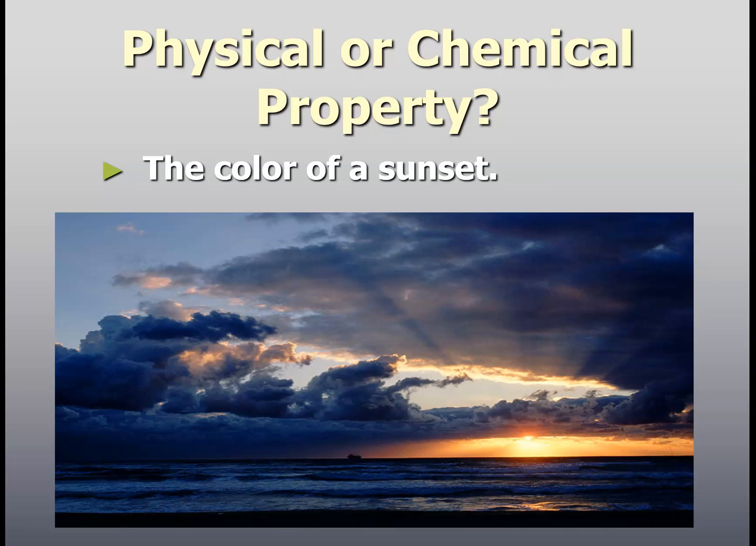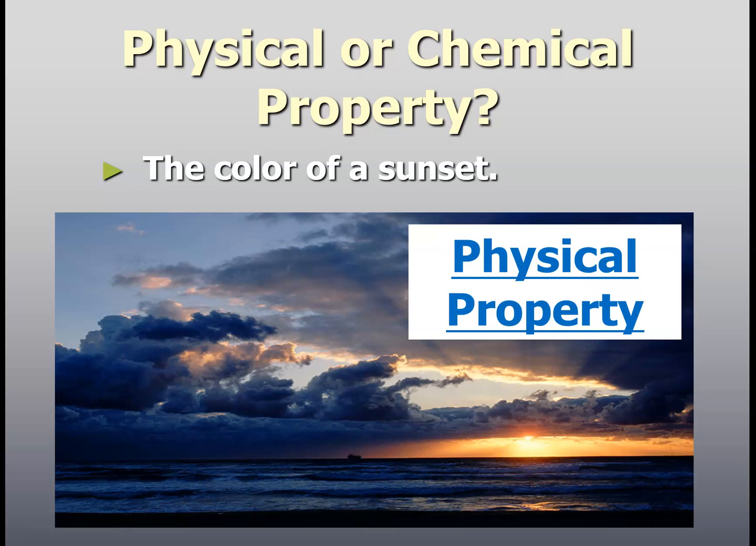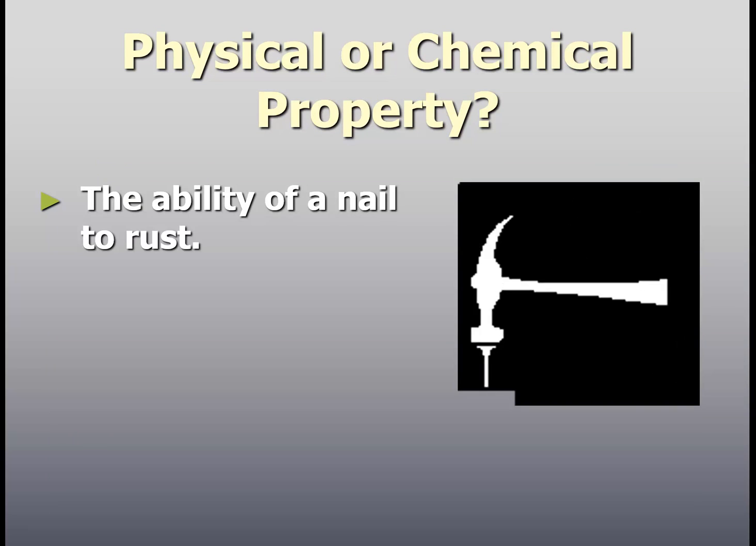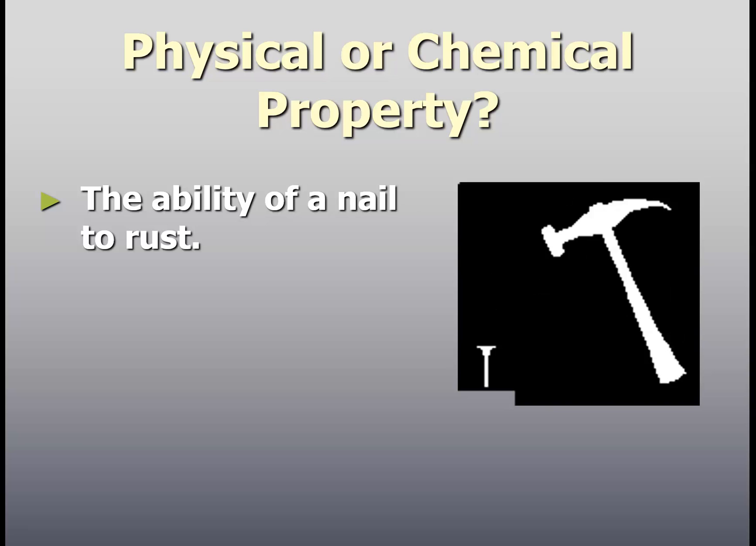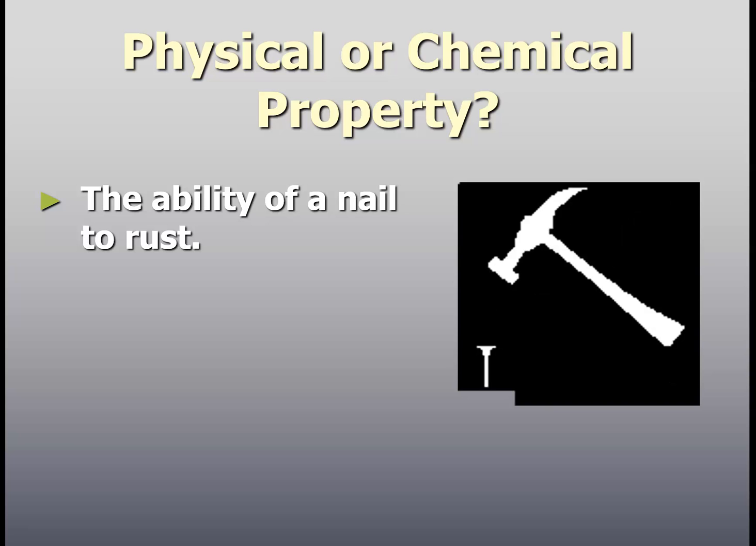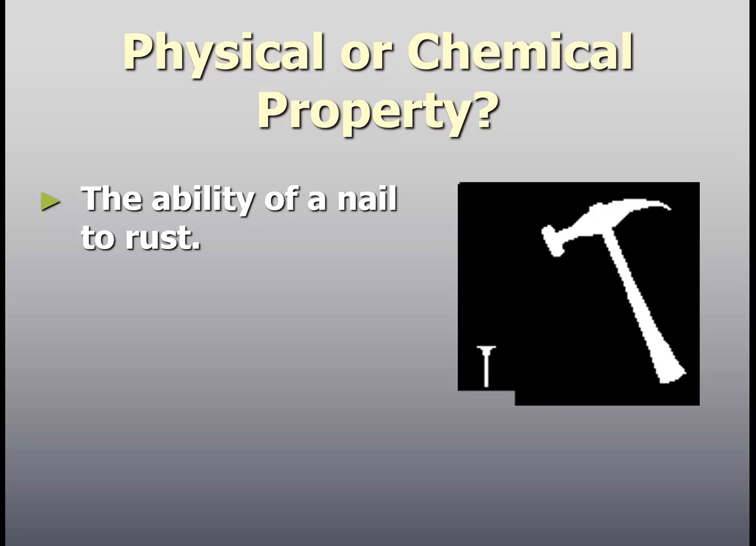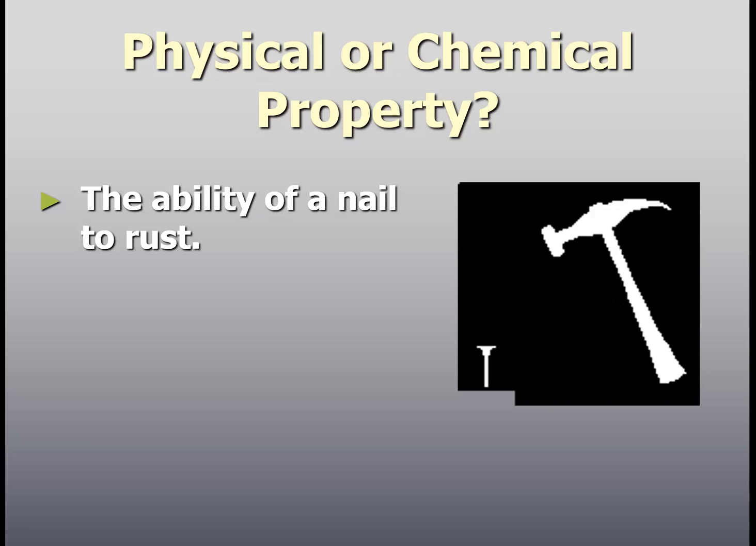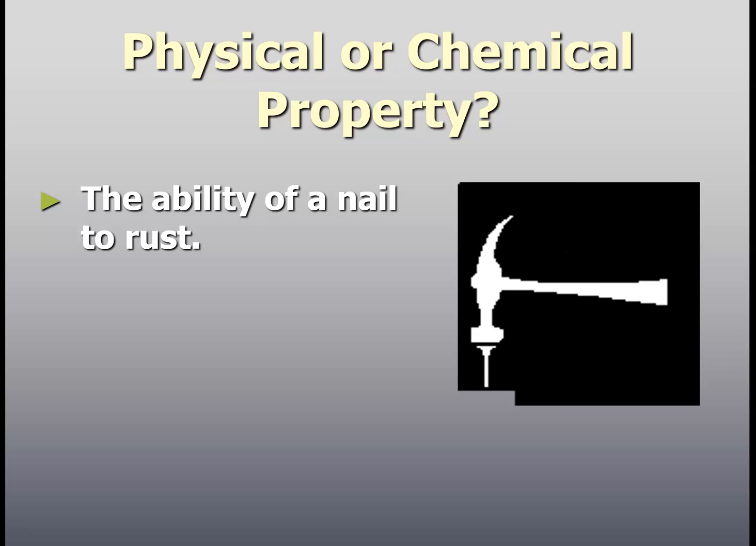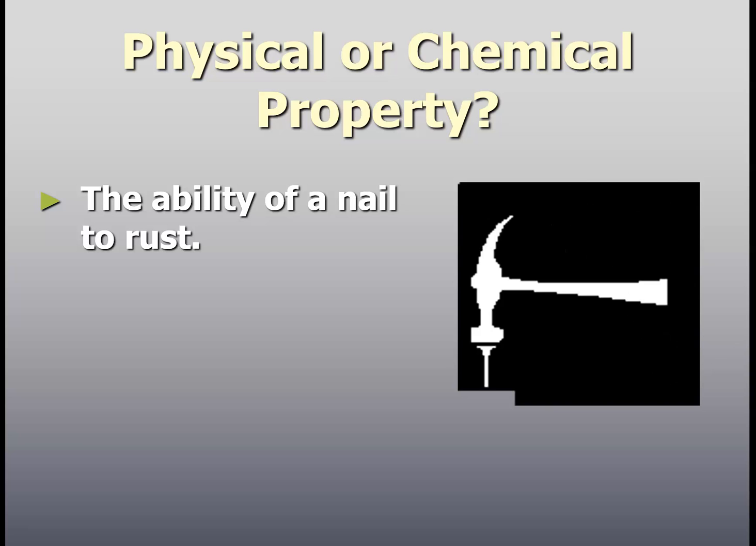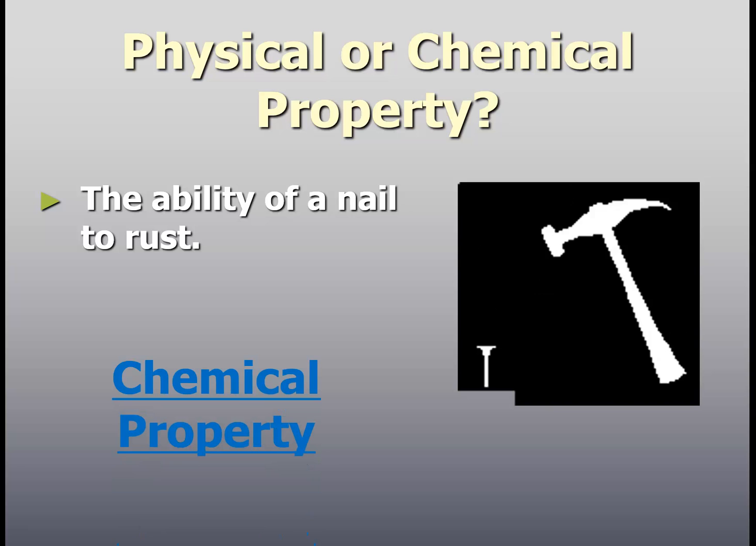Well, because we can observe it with one of our 5 senses, this is technically a physical property. Chemical or physical? The ability of a nail to rust. Is that a chemical property or a physical property? Well, because rust is a reaction between iron or metal and air and water, this is a chemical property.